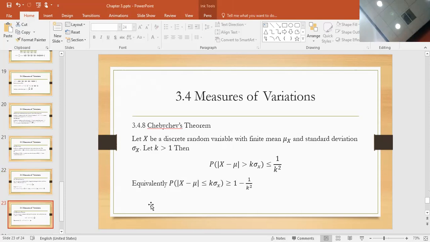Now the next theorem, which is the Chebyshev theorem. For those who are doing statistics, you would have come across the Chebyshev theorem. In statistics, I just tell them that the Chebyshev theorem says the proportion of values that are within k standard deviations from the mean is at least 1 minus 1 over k squared. Let me write it that way.